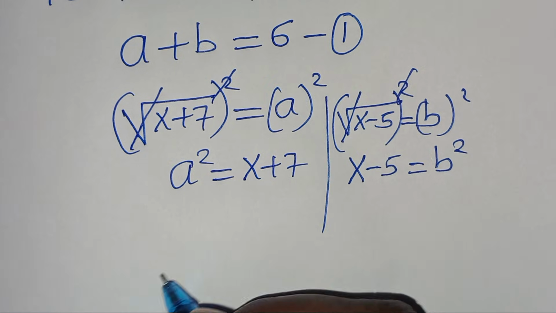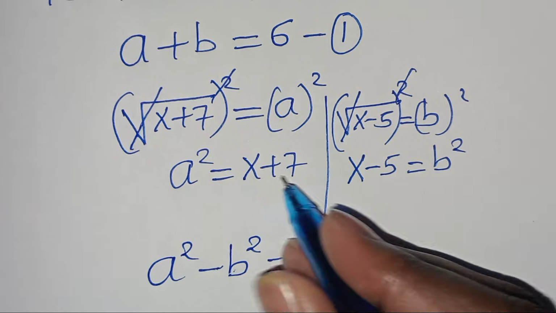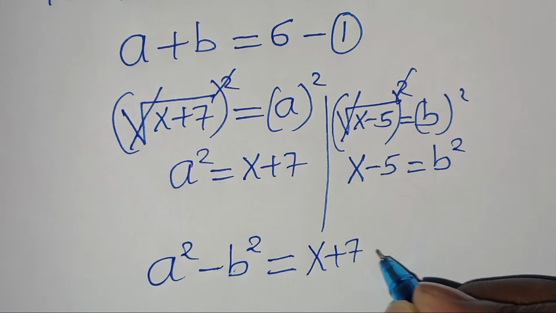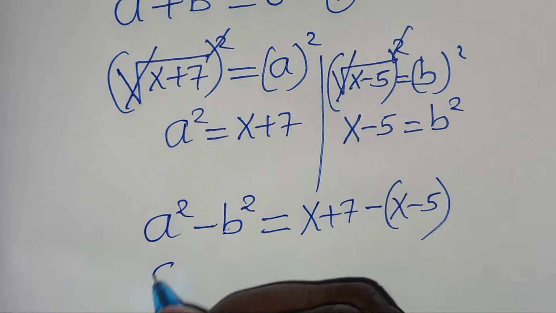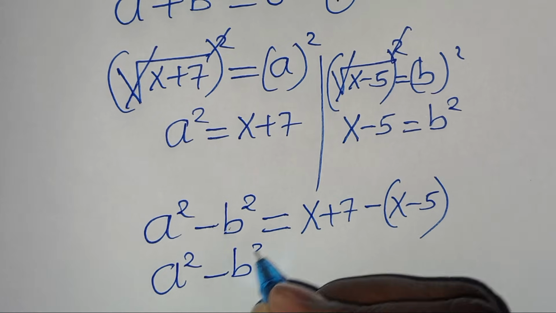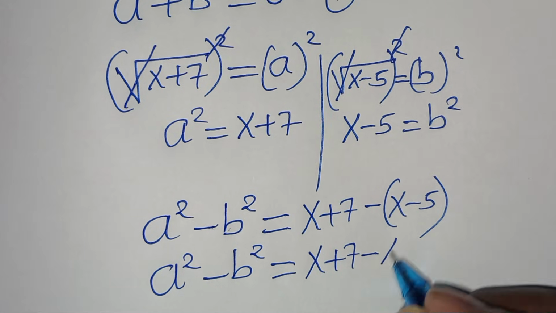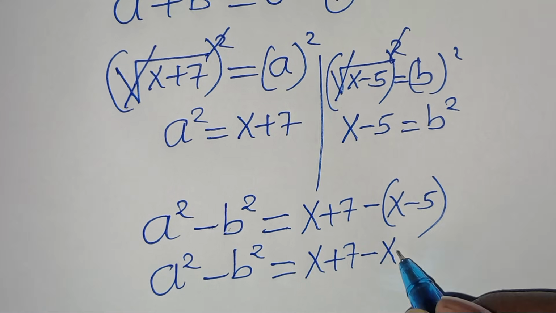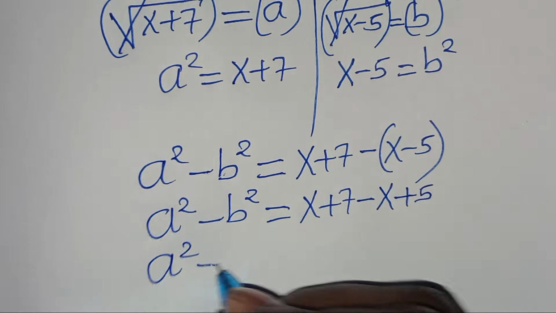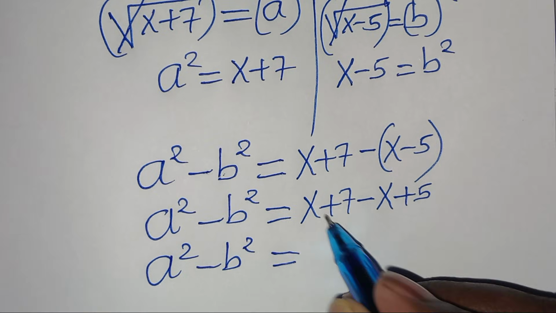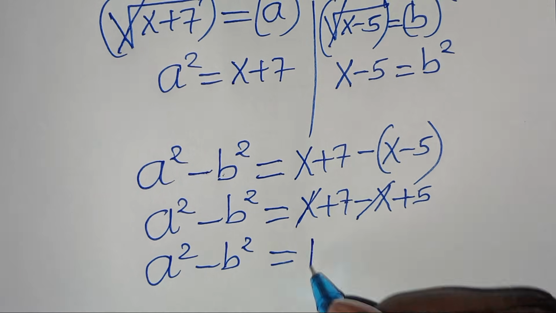The next step is that we have a squared minus b squared. This is the same thing as x plus 7 minus x minus 5. So that now a squared minus b squared is equal to x plus 7 minus x, then minus times minus 5 is plus 5. So a squared minus b squared is equal to x minus x, which simplifies, then we have 7 plus 5, which is equal to 12.